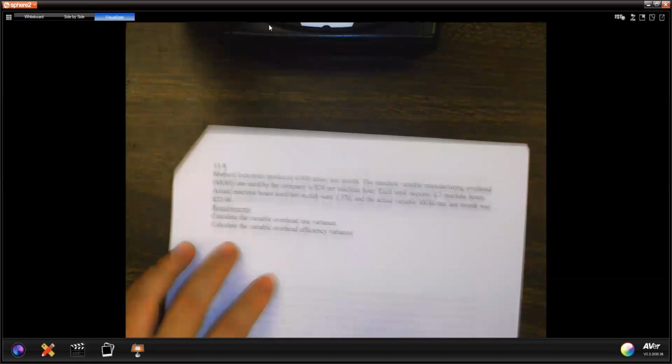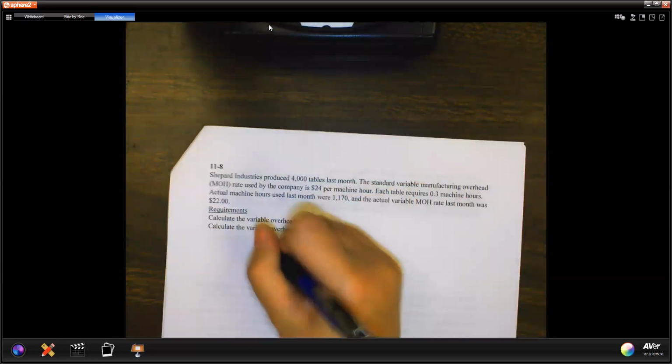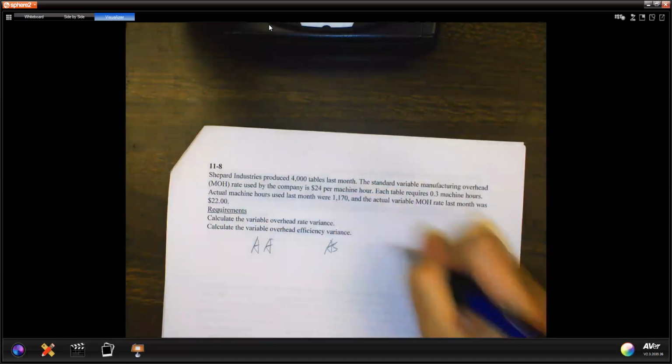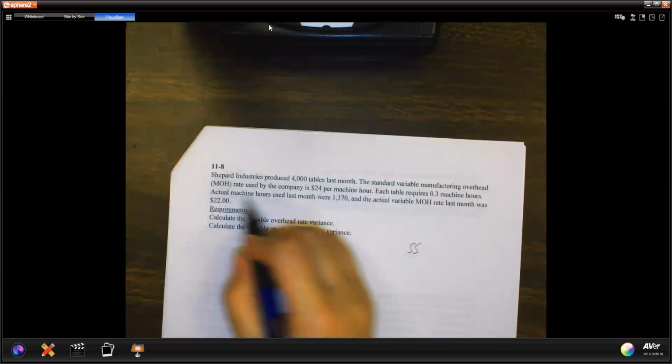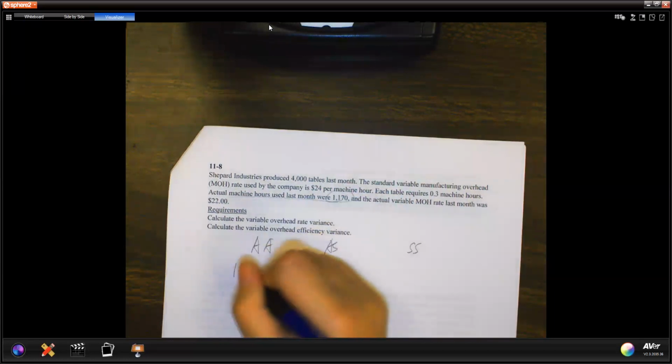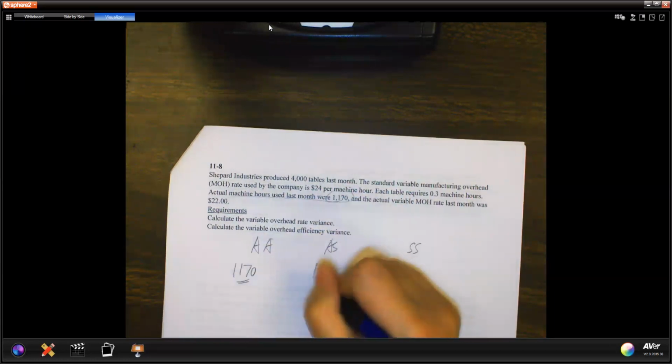Okay, want to go through this one also with you quickly. I still put AAAS and then SS. Let's see, actual machine hour is 1170. When I put 1170 there, I put 1170 there.